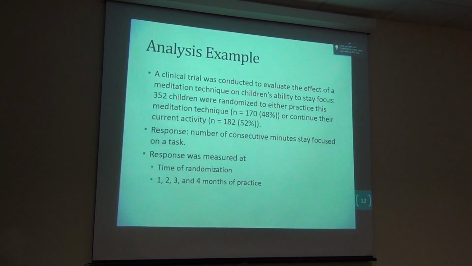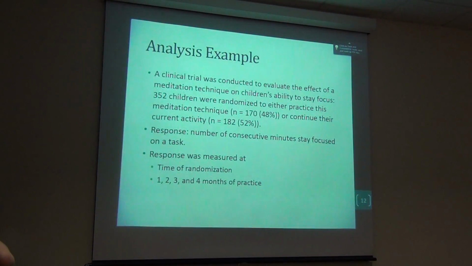So for the next few slides, I want to use this example and show the different models, and explain the interpretation of the different models and how one is different from another. In this hypothetical example, a clinical trial was conducted to evaluate the effect of a meditation technique on children's ability to stay focused. So 352 children were randomized to either practice this new technique or to continue their current activity.